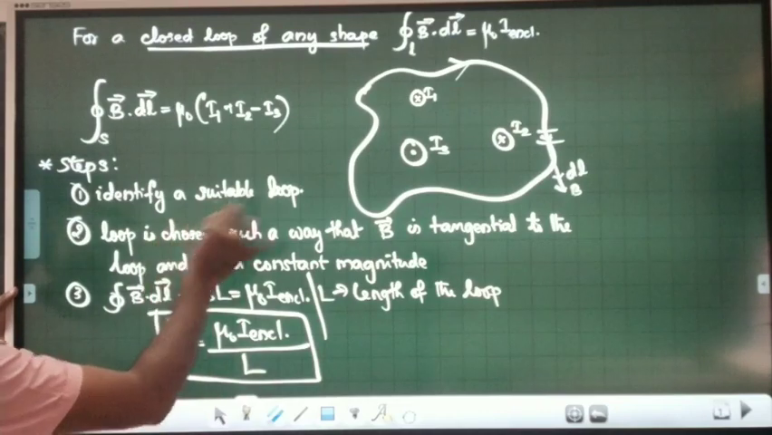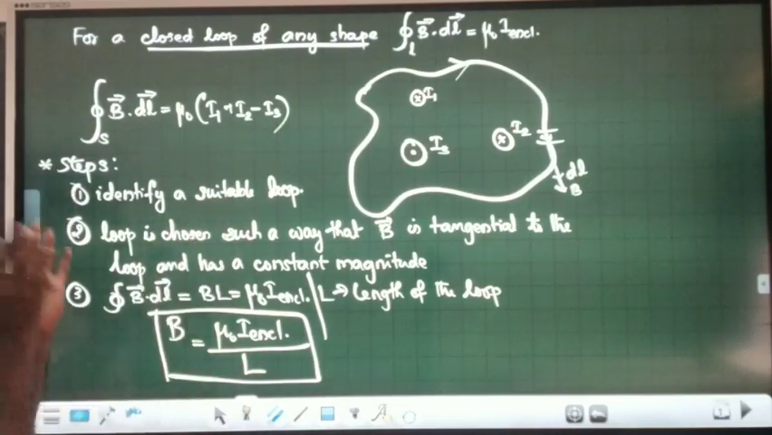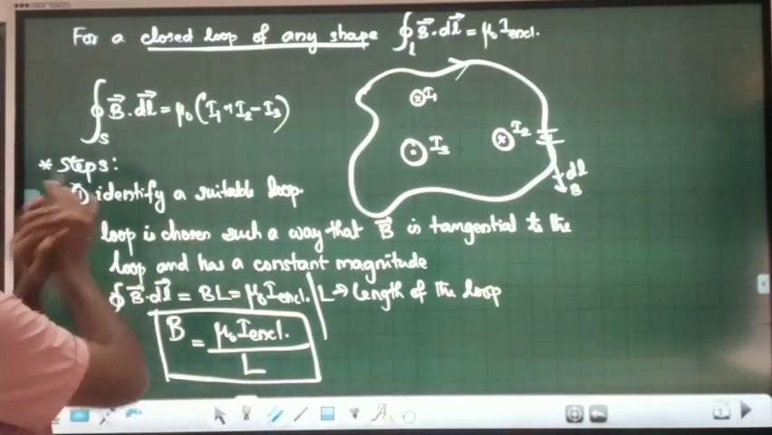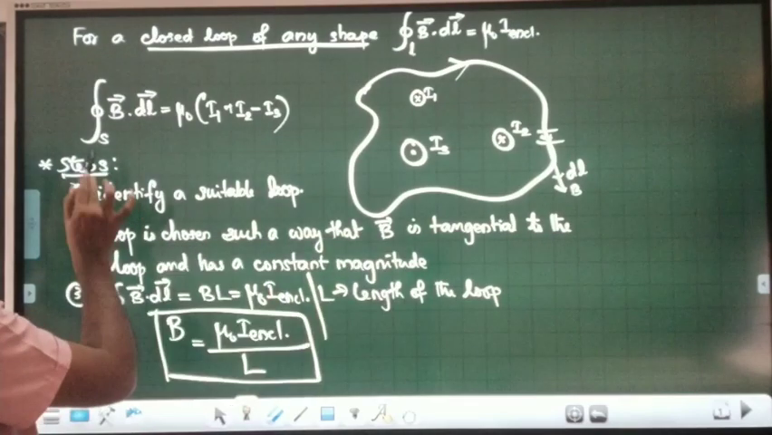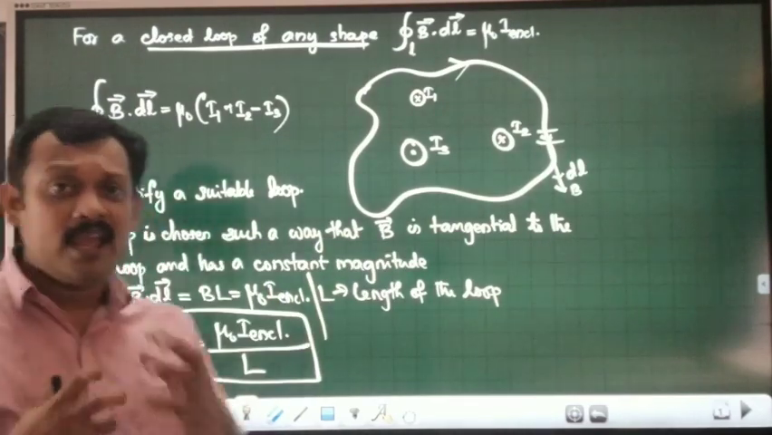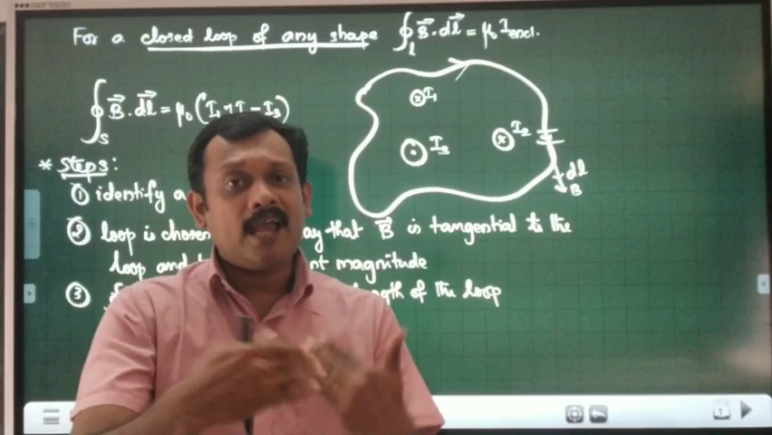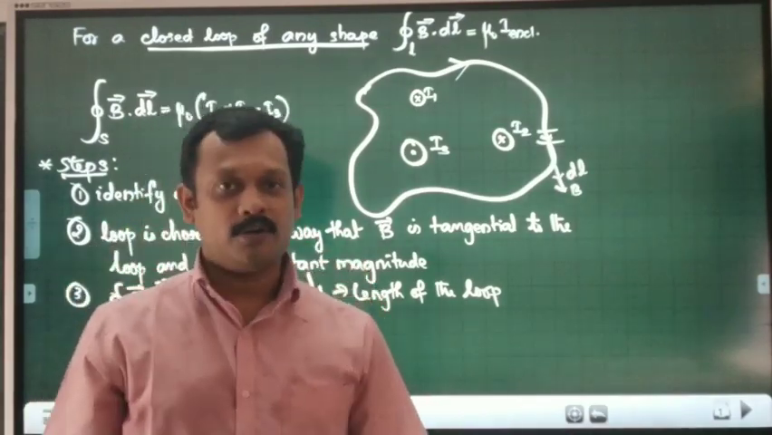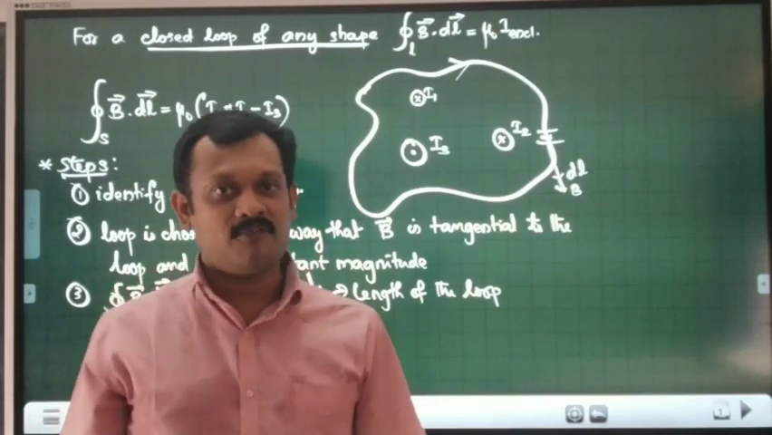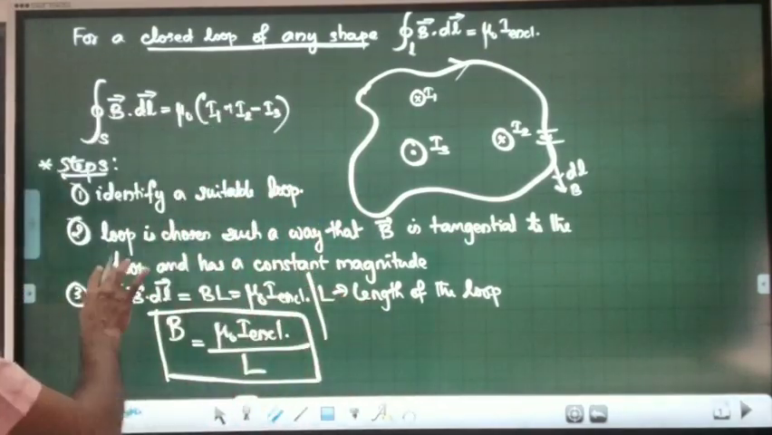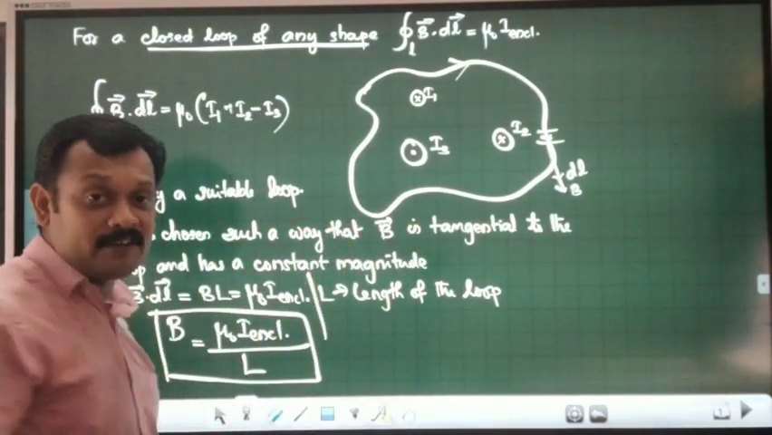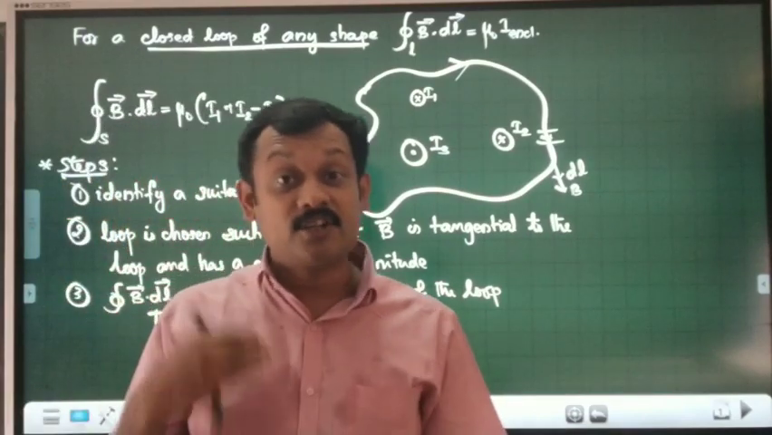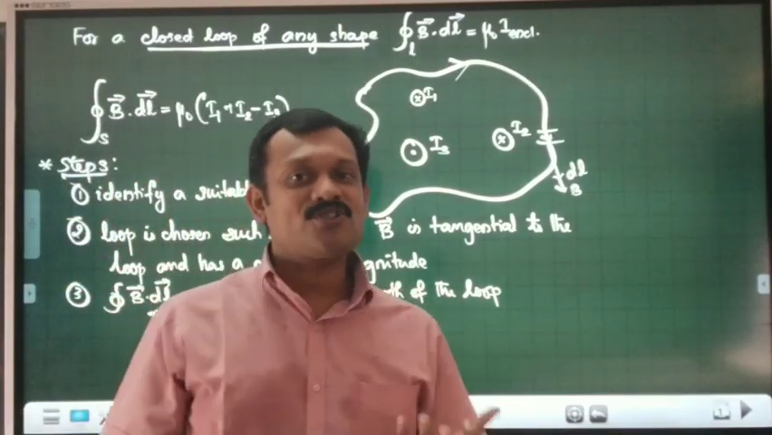So let us revise the steps once more. The first step to apply Ampere's law is to identify a suitable loop. Suitable means it should be a symmetrical loop. The loop is chosen in such a way that the magnetic field is always tangential to the loop and has a constant magnitude.